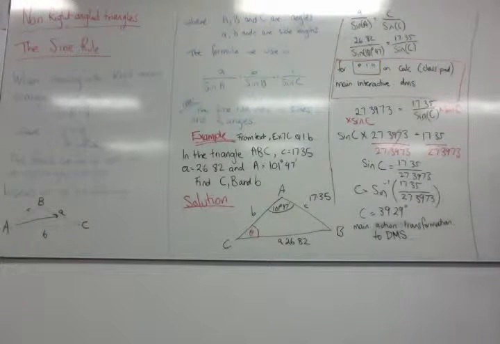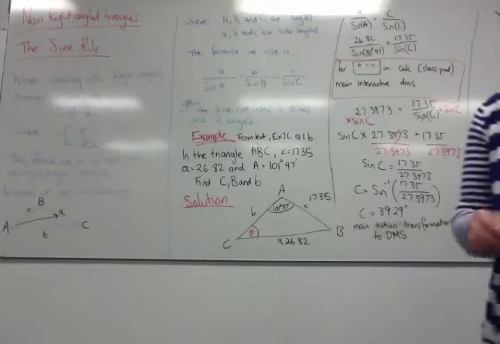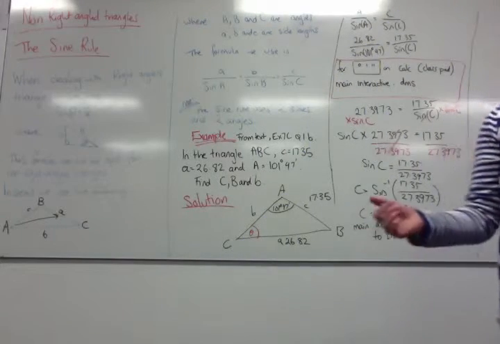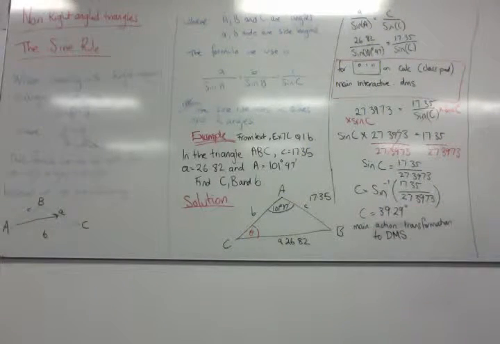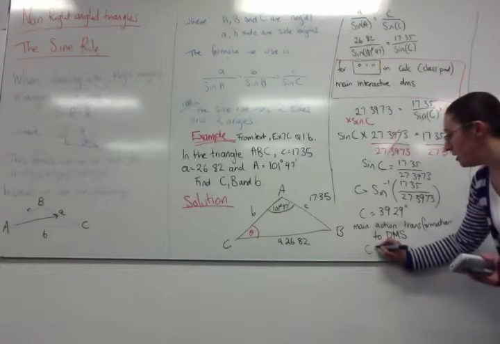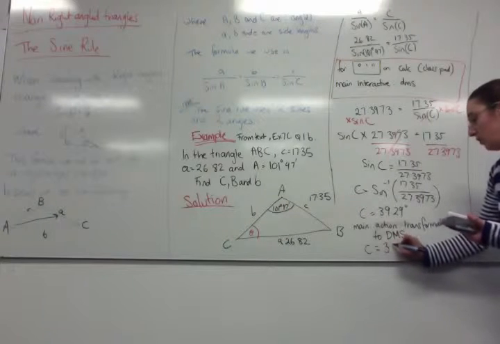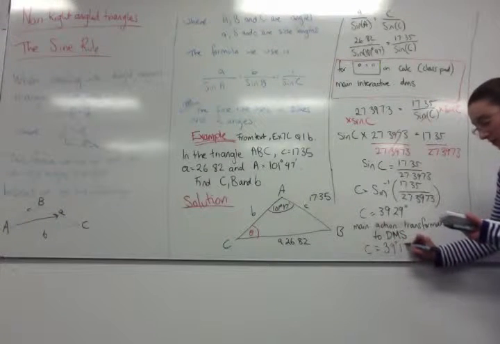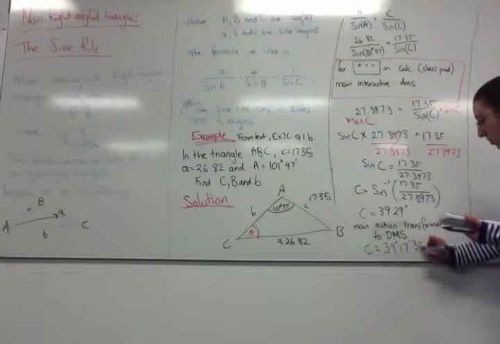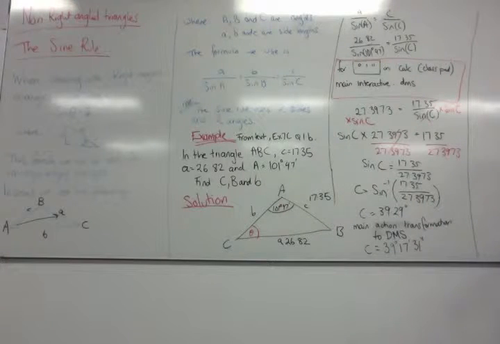Little word "to", then DMS in capital letters. What's this to find? Degrees, minutes and seconds. So to change it to degrees, minutes and seconds, what you'll do is drag over your solution. Execute it, and you should come out with C is now equal to 39 degrees, 17 minutes, and 31 seconds.